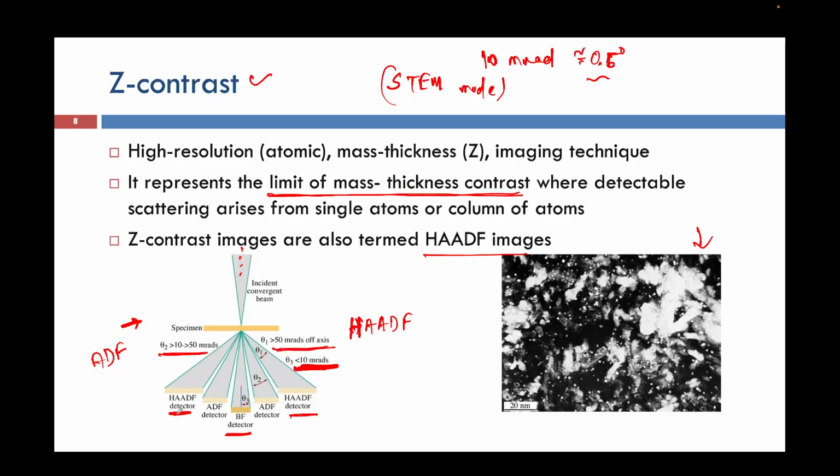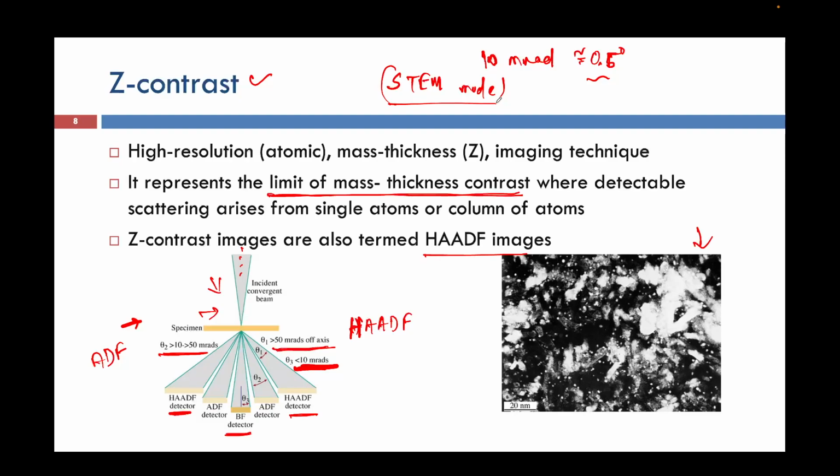And how are we going to collect this inelastically scattered beam? We can use the incident beam at a convergent angle, and then scan the entire specimen. That is why in STEM mode, that means scanning transmission electron microscopy mode, we get this Z contrast.